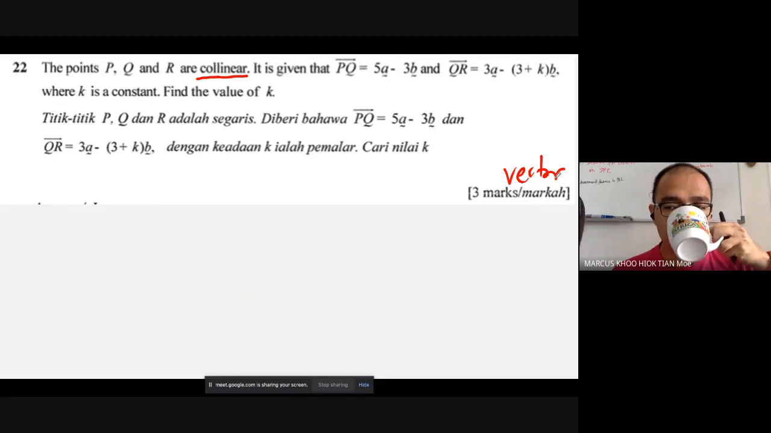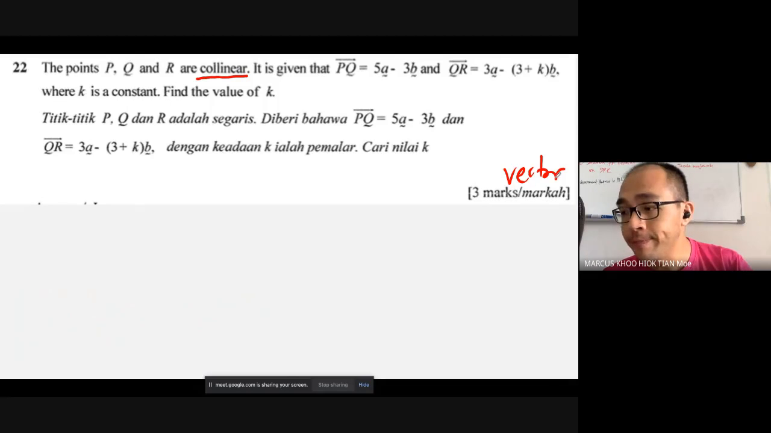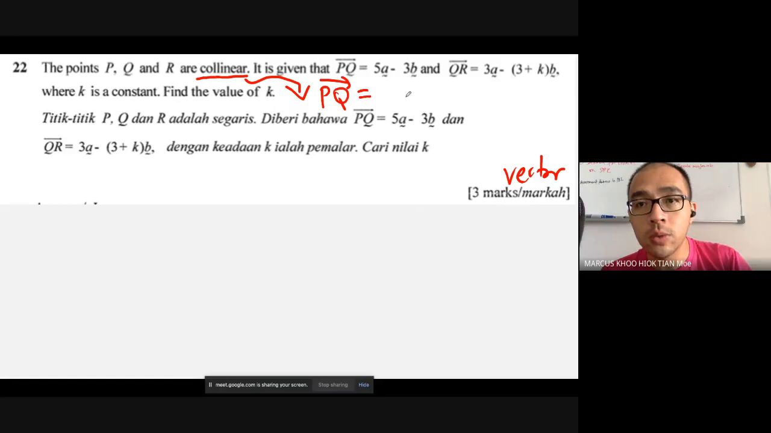Now, if PQ and QR, if P, Q and R are collinear, and they give PQ and QR, this means that PQ equals to, I'm going to introduce a new letter, h, h QR.